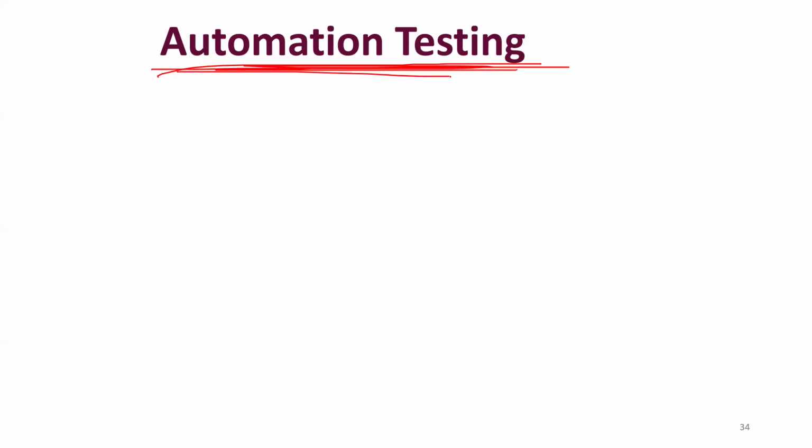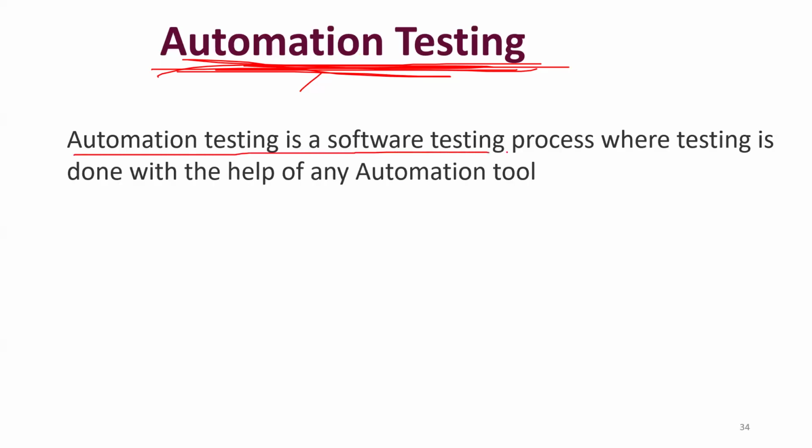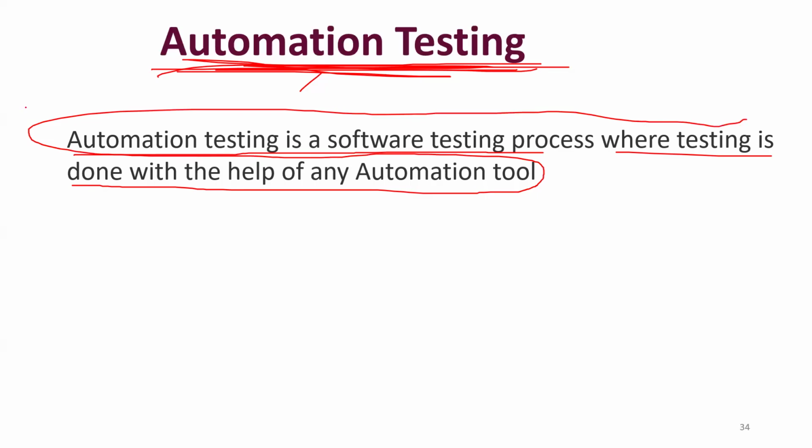What is automation testing, guys? What you are doing manually, the same thing you will do as part of automation. Means you will automate the test case. Okay. What you will do? You will automate the respective test case. Now, see here. Automation testing is a software testing process where the testing is done with the help of any automation tool. With any automation tool, we will test the automation code.